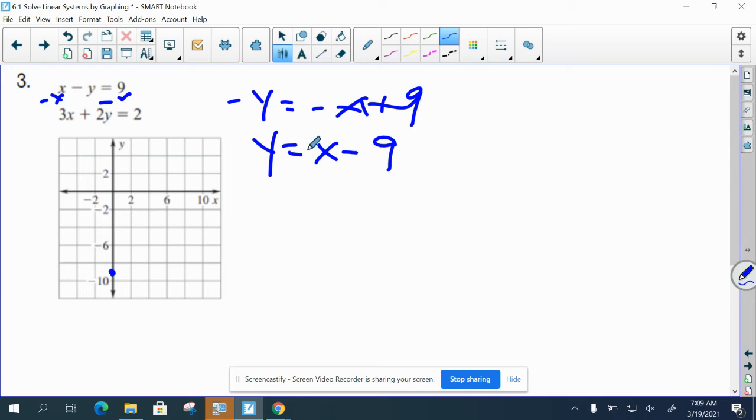And then the slope is 1, so I would go up 1 over 1, up 1 over 1. Since you're kind of in the middle, if you go up 1, you're going to be in the middle of the next one. Up 1 over 1, up 1 over 1.